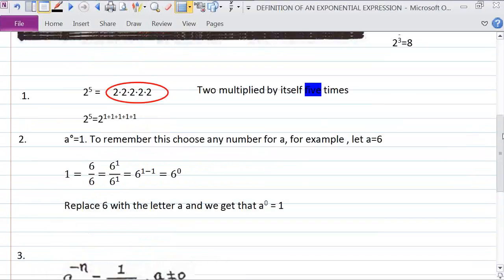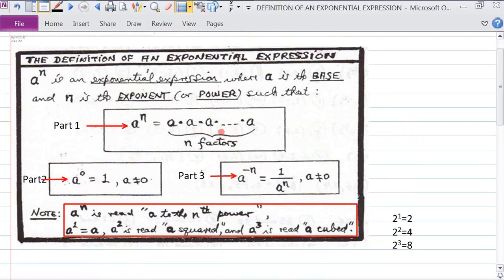Let's just go back and look at all these basic parts of the definition. Part 1 is that a raised to the power n means that we're going to multiply a by itself n times. So if I have a to the power 3, or what we sometimes call a cubed, I multiply a by itself 3 times.